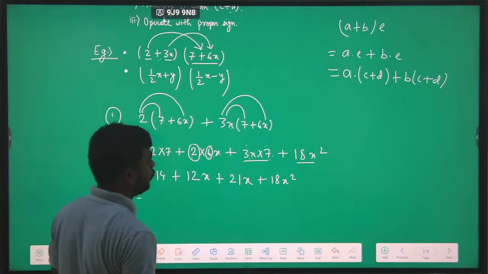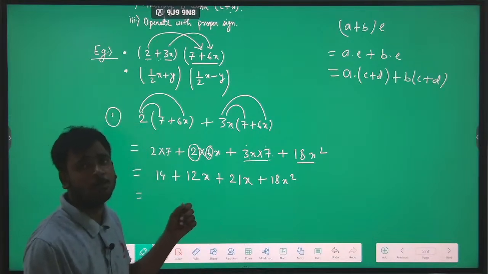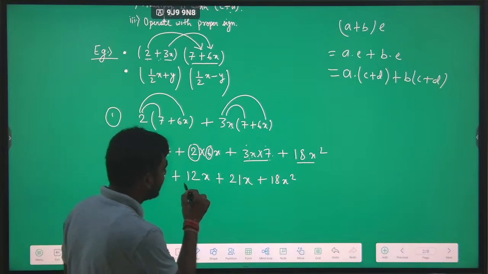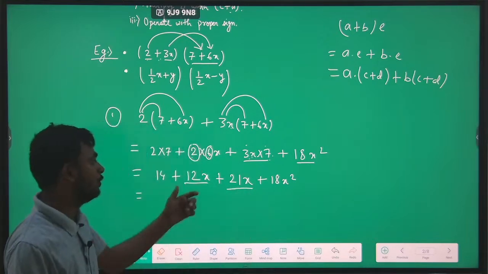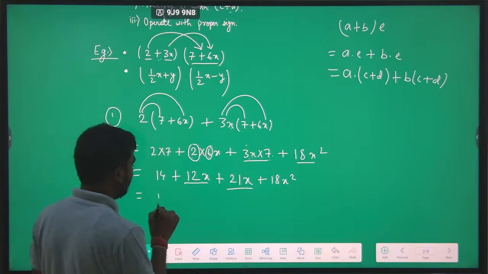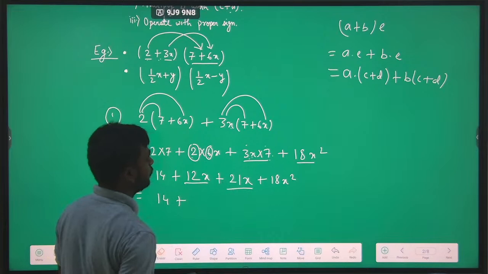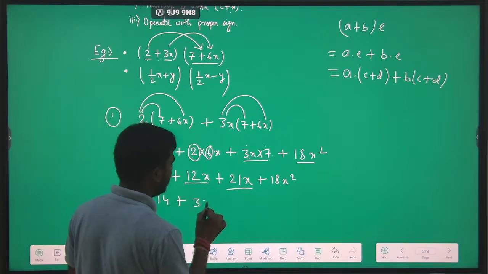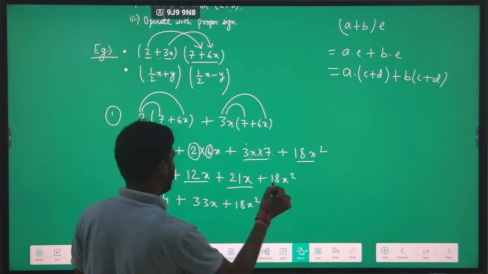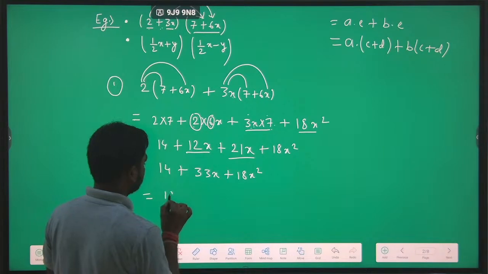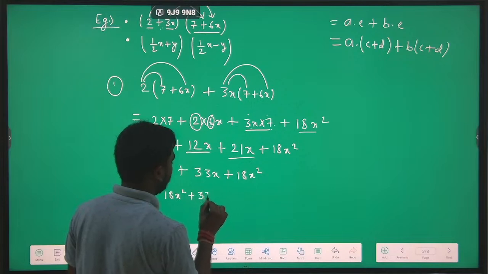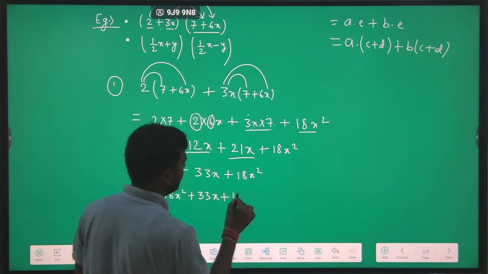Now, we know in an algebraic expression, we have to add, subtract, multiply or divide like terms. So we are getting like terms as 12x and 21x. So we will add these two terms because the operation in between is addition. So this will be 14 plus 12x plus 21x. That means it is 33x plus 18x square. So what will we get? We will get 18x square plus 33x plus 14.